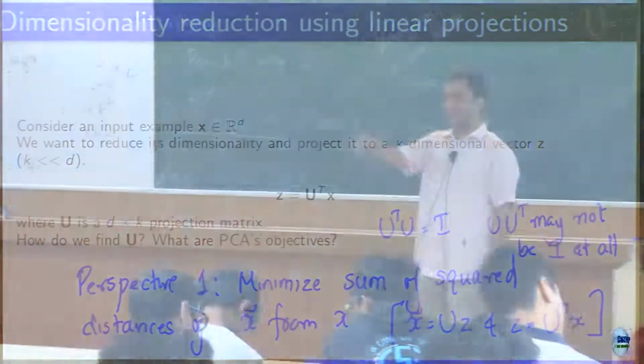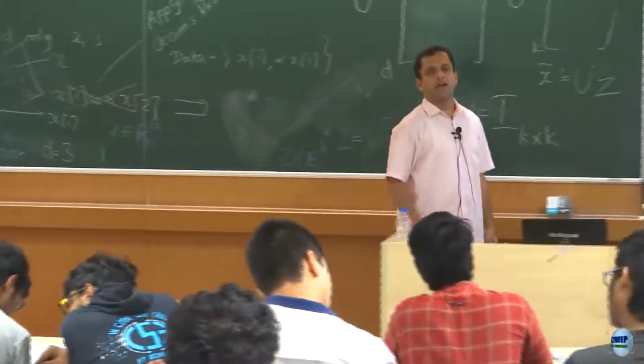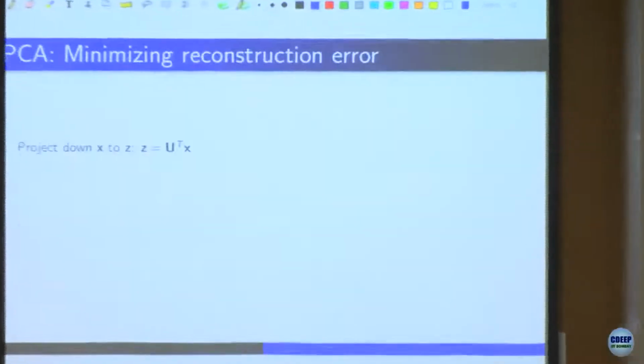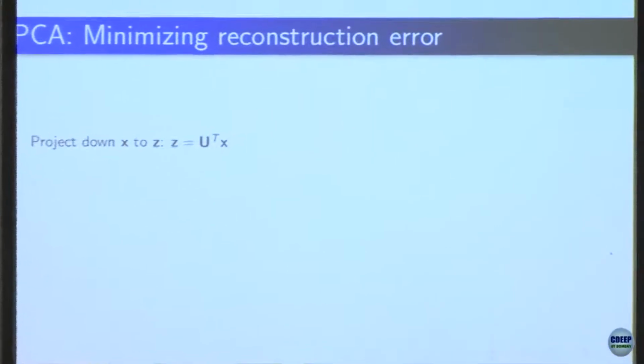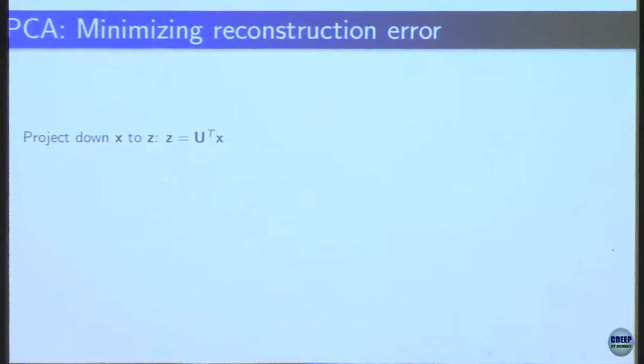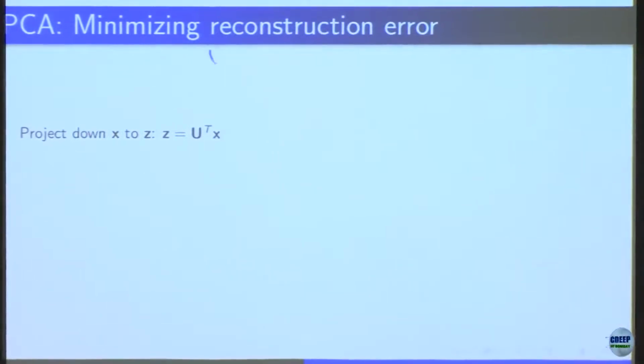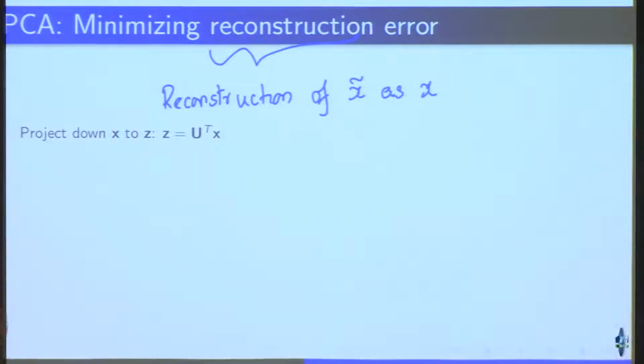We will see that later. It's talking about the second perspective. It's not exactly what he said, but the spirit of that we'll see. Okay, so let's finish this first perspective. The whole idea is minimizing reconstruction error, and what we are talking about as reconstruction here is reconstruction of x tilde as x. We are trying to make x tilde as x, that's a reconstruction.